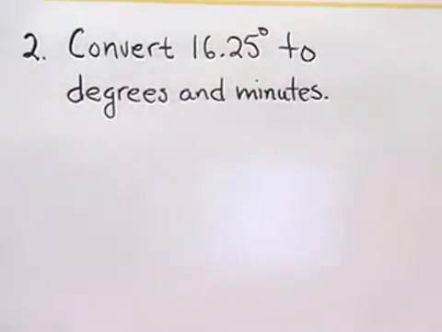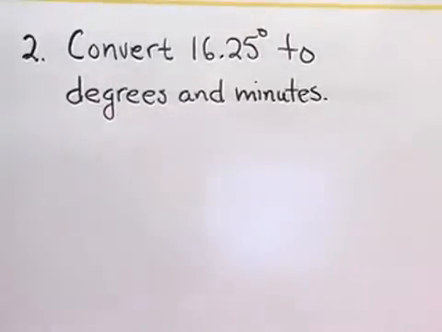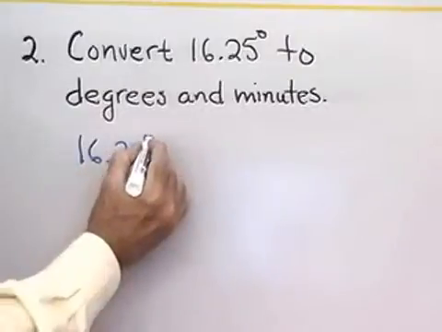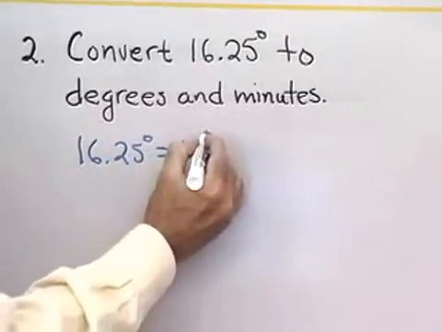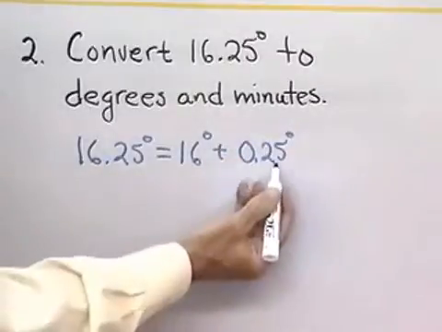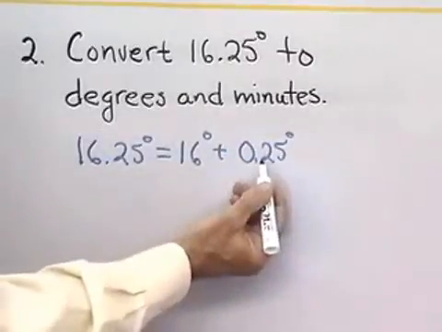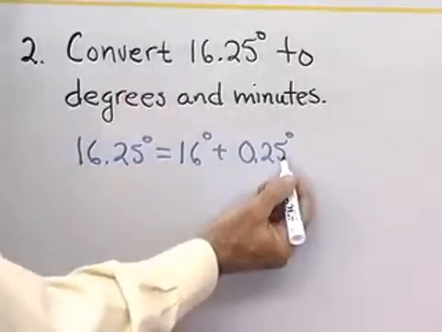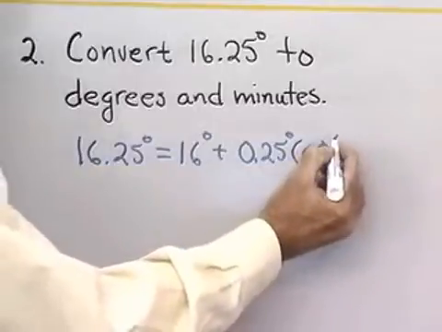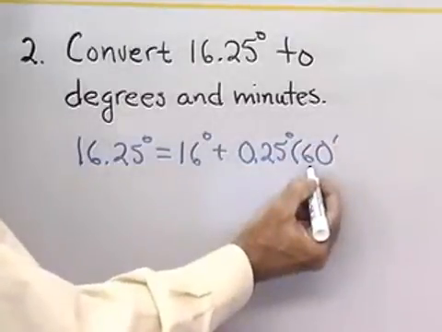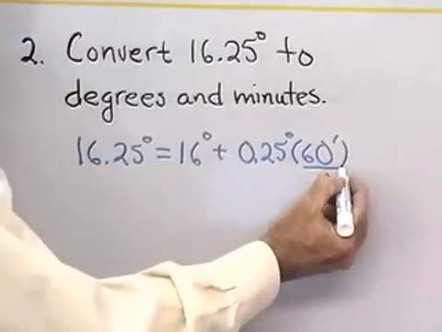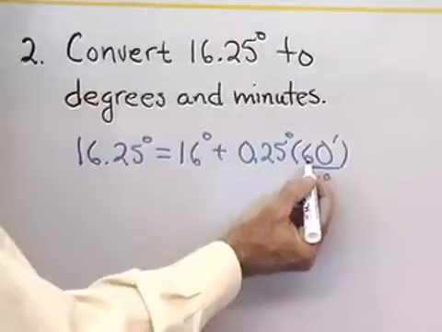Here's our next problem. Let's convert 16.25 degrees to degrees and minutes. So I look at it this way. 16.25 degrees is the same as 16 degrees plus 0.25 degrees. So I can just split it up into the whole number part and the decimal part, and then what I'm going to do here is just multiply by 60 minutes, and really it's a sort of unit analysis problem because this is 60 minutes in every 1 degree, and so the degrees divide out here and I'm left with minutes.